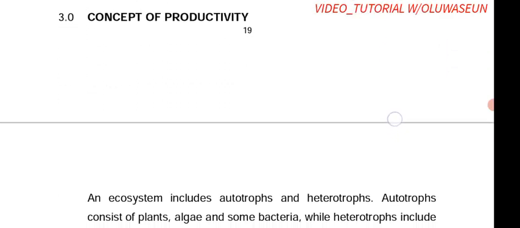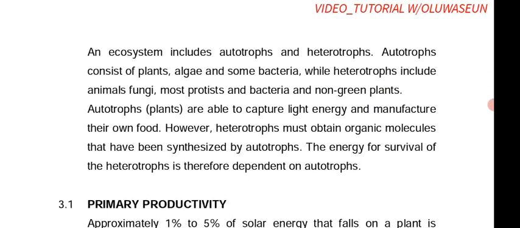So the first thing is the concept of productivity. What is the concept? How do autotrophs produce their own food? And we know that autotrophs consist of plants, algae, and some bacteria, while the heterotrophs include animals, fungi, most protists, and bacteria, and non-green plants. So those are the heterotrophs.